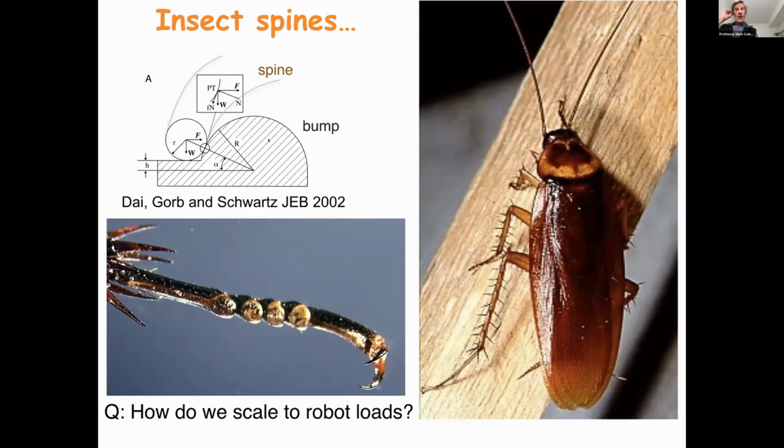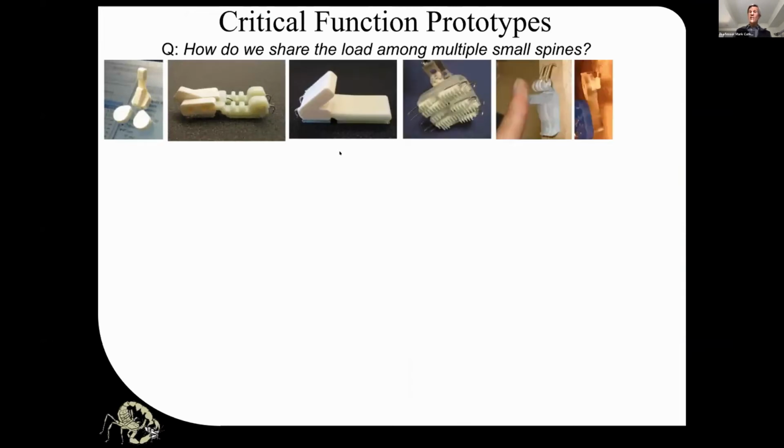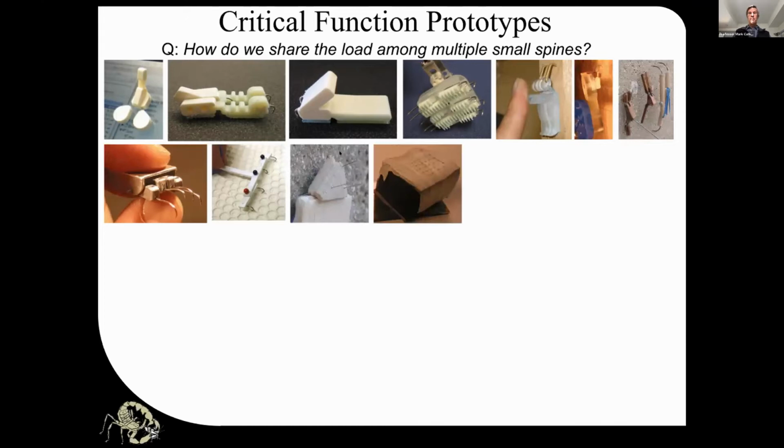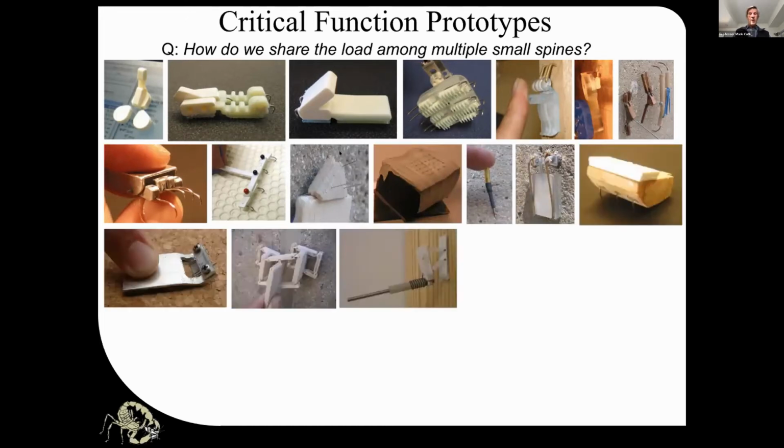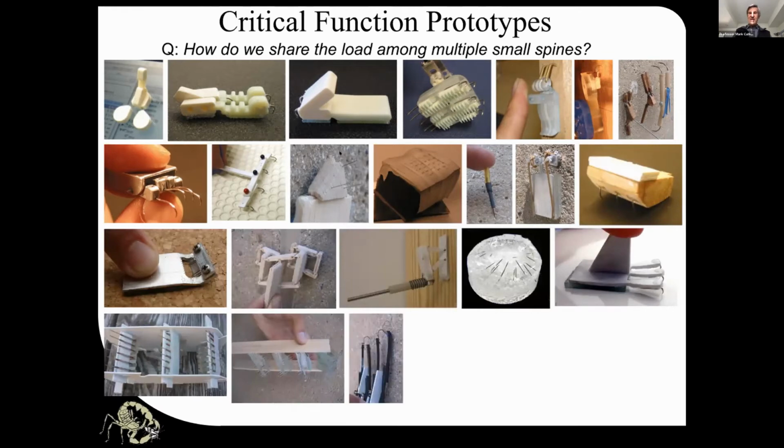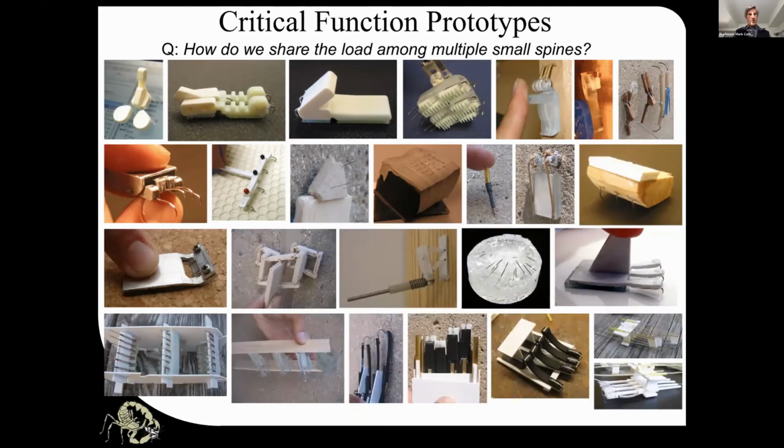So that works. But then the question is, well, insects are very small. How do we scale this to something that weighs a kilogram or maybe multiple kilograms? Well, that means we're going to have to share the load among multiple spines because each spine can't carry very much force. So we did not just one, but lots of critical function prototypes, which you see building across the screen here. And by the way, it's only the ones in the bottom row that were really starting to work. All the top 3 rows were things that failed. So this is what I mean by a critical function prototype. This is not a robot. This is just testing a specific idea for load sharing among spines.